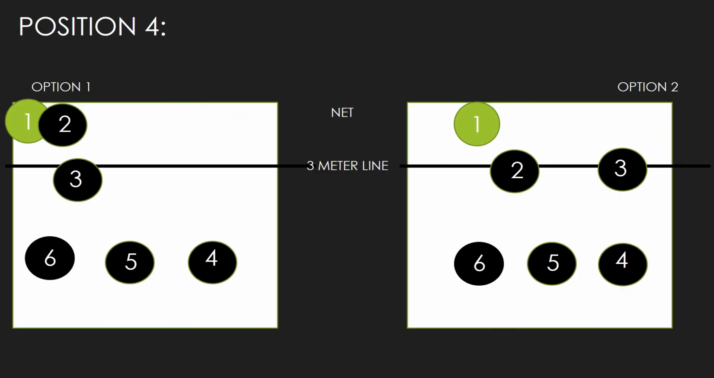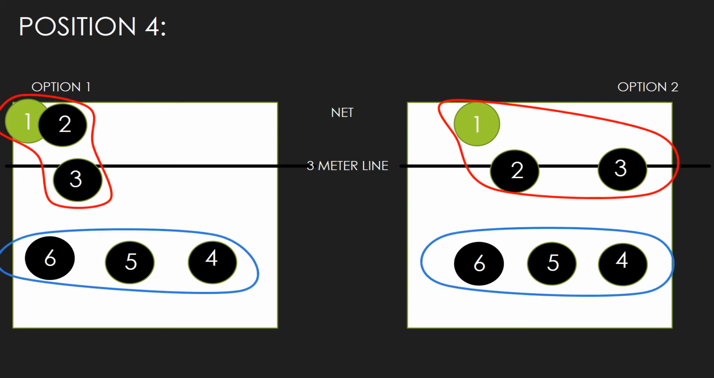Okay, let's continue on to position 4, and I'm going to highlight our front row and back row. Now you can see that in position 4, our setter is left front, so it makes it a little bit easier to understand the rotations now. With being in left front, we have players 1, 2, and 3 in the front, and 4, 5, and 6 in the back.